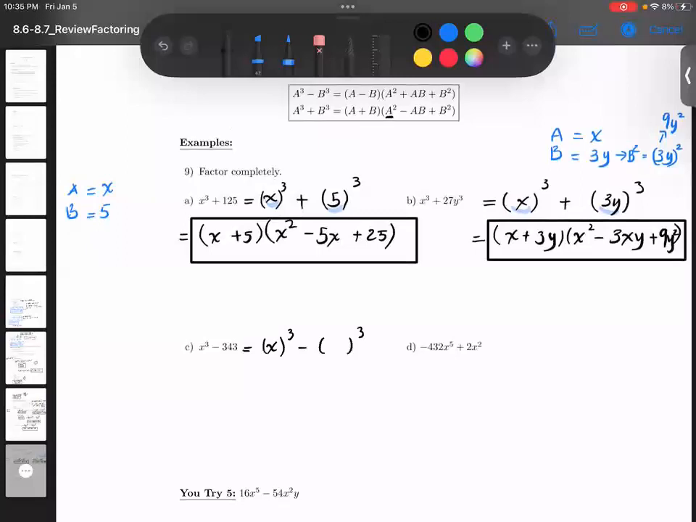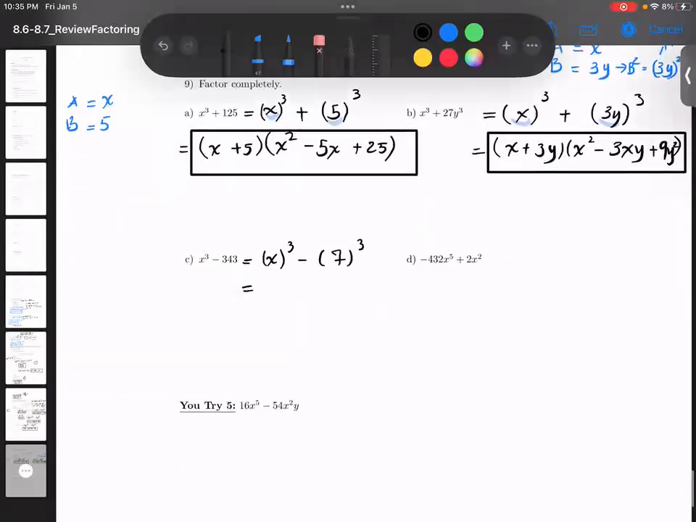You can take a cube root of that. Oh, 343. 7. So let me write out here: my A is x, my B is 7.